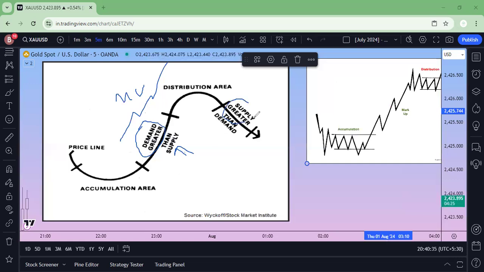Whenever supply is greater than demand, that means we are in the markdown phase, or normally called a downtrend. But in practical terms, if I'm trading today, how should I identify that supply is greater than demand?